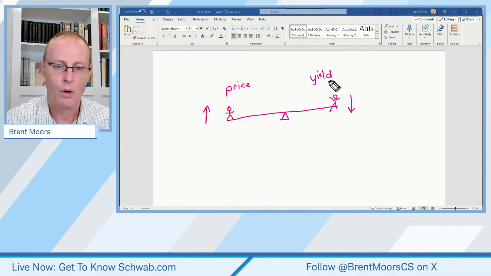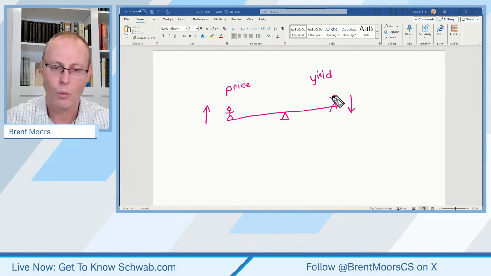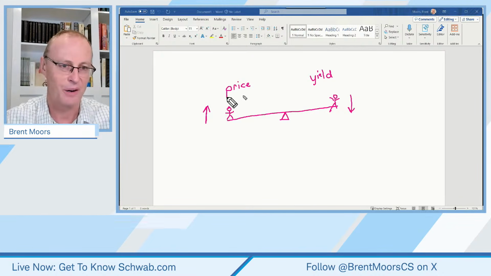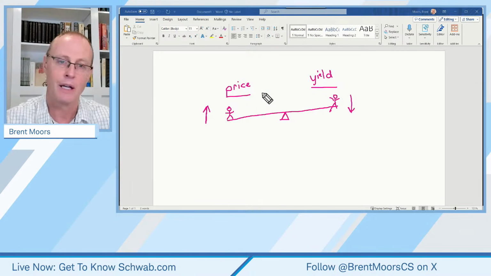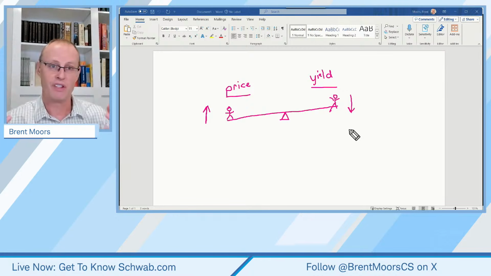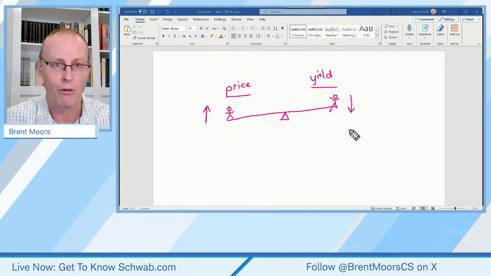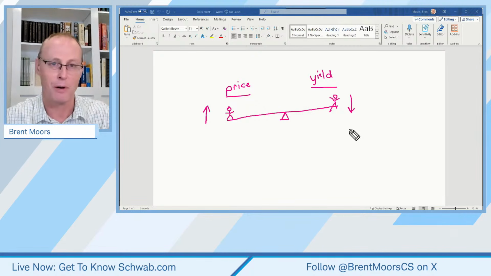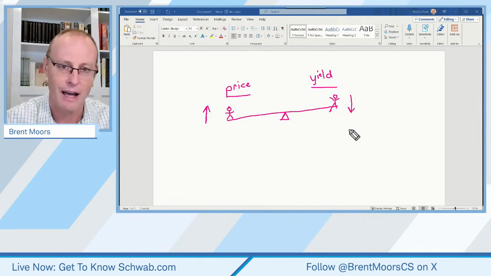And so when interest rates go up, prices go down, okay? When interest rates go up, prices go down, and vice versa. When prices go up, interest rates go down. So one of the disclosures at the beginning of the session today, I don't remember the exact verbiage, but it was something to the effect of, a rising interest rate environment can harm your bond prices.